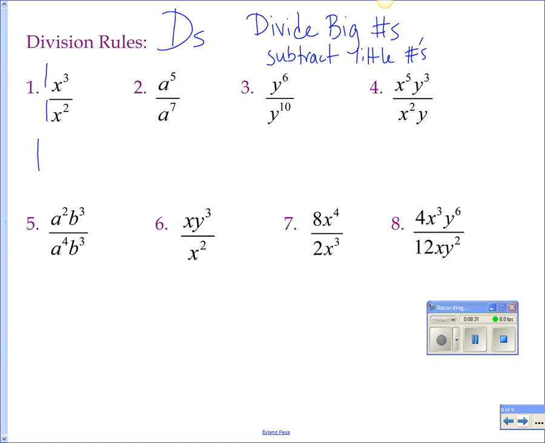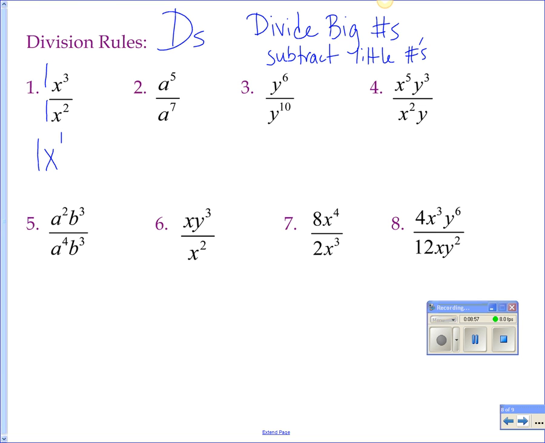3 and 2 are my little numbers. What does it say to do with the little numbers? Subtract them. So what is 3 minus 2? 1. Now what do I have to write here? Very good. X to the 1. You're right. But you have to write the X.